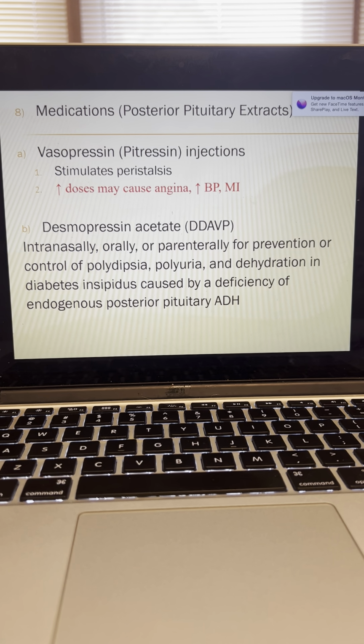Our second one is desmopressin acetate, or DDAVP. It can be given intranasally, orally, or parenterally for prevention or control of polydipsia, polyuria, and dehydration caused by diabetes insipidus. It's caused by a deficiency of posterior pituitary ADH. What else do we give DDAVP for? Does anybody know?